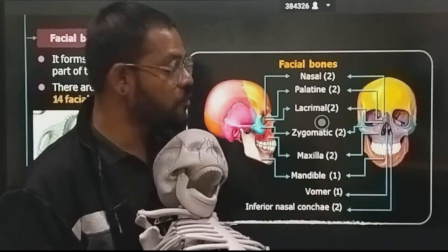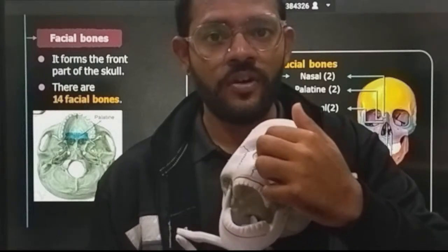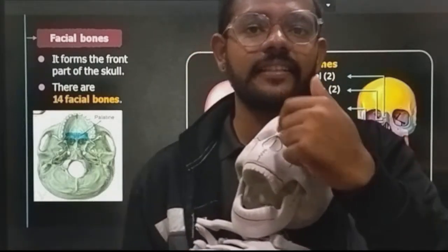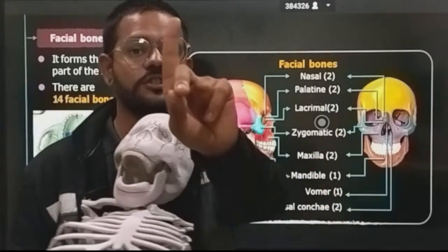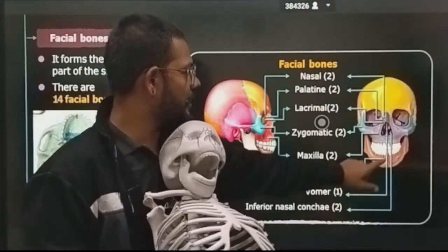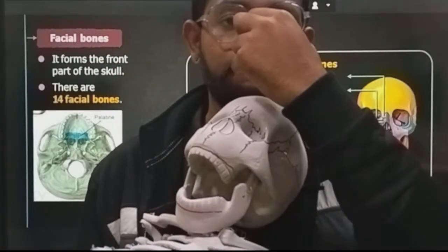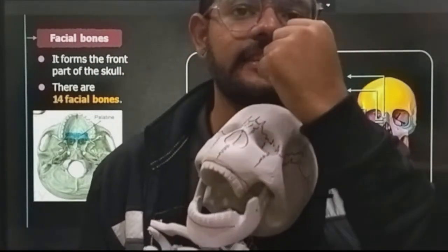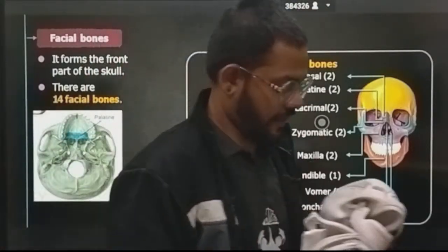Next is the vomer. It is present inside, in the center of your nose. When you go straight to the center inside the nose, you will find the vomer, and it is also single. And at last you have the inferior nasal concha, which is again 2 in number. It is present in the basal area of your nasal septum.